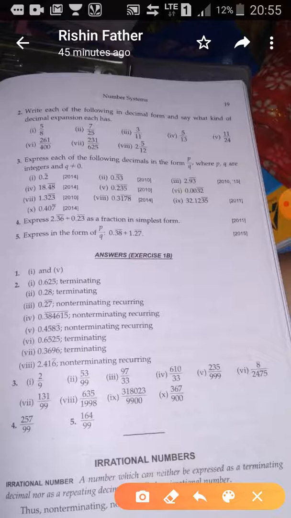We move on to the next kind of sums, where they're asking you to express each of the following decimals in the form p by q, where p and q are integers. So here you have recurring decimals like 0.2222. The first one is 0.22222222, and you need to express it as a fraction. How are you going to do that? This is the most important type of sum in this exercise, so let's do it.